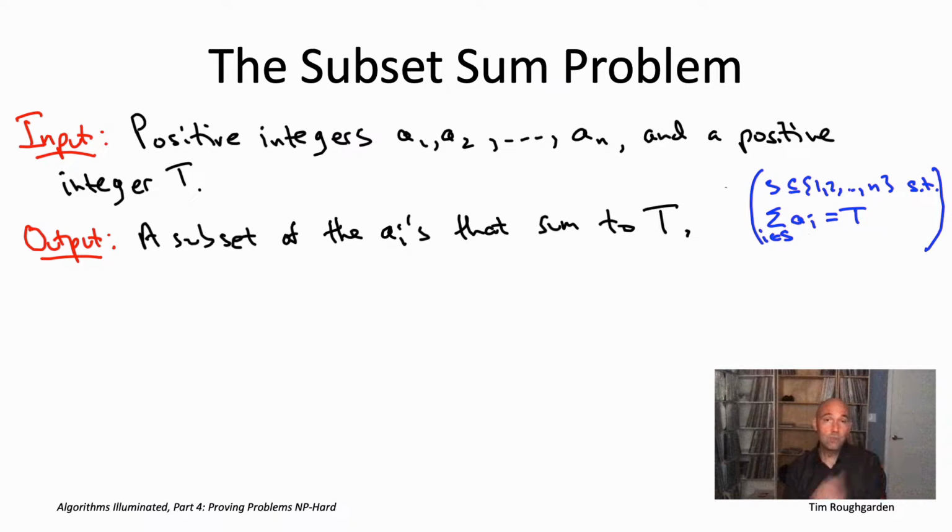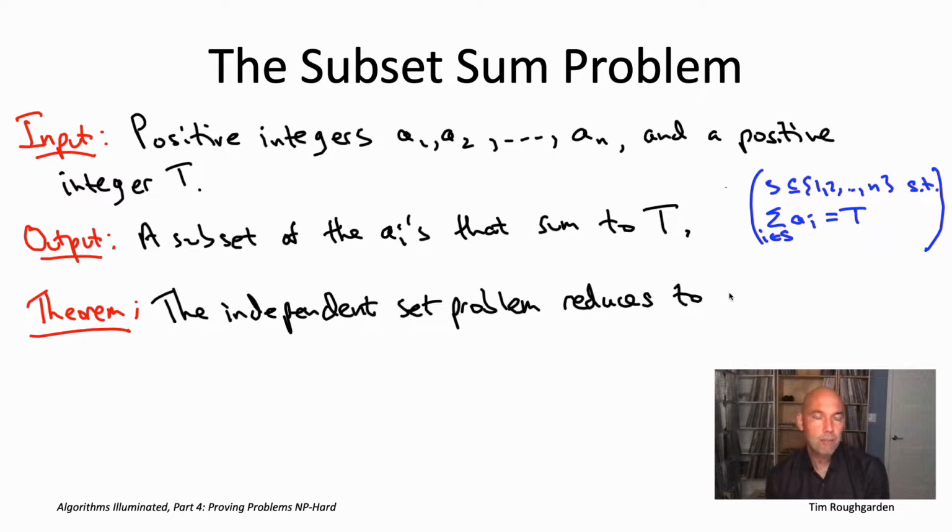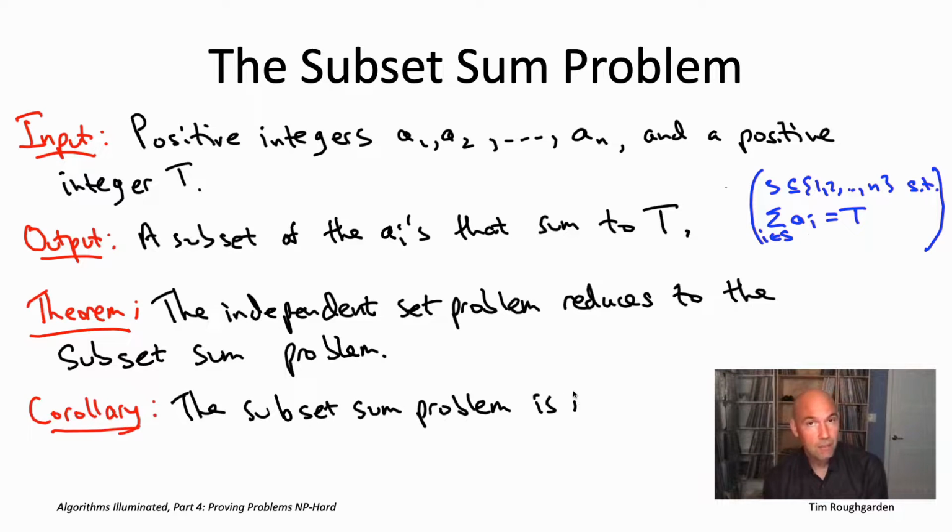So believe it or not, this super simple problem where the input is just a bunch of numbers, this is actually an NP hard problem. The way we're going to show that is we're going to reduce the independent set problem, which we proved NP hard a few videos ago, to the subset sum problem, thereby showing that subset sum is also NP hard.